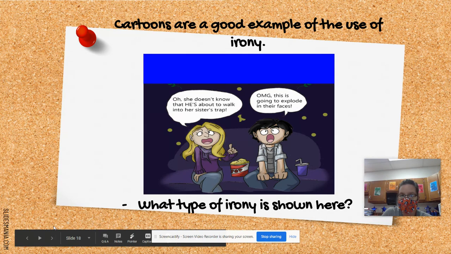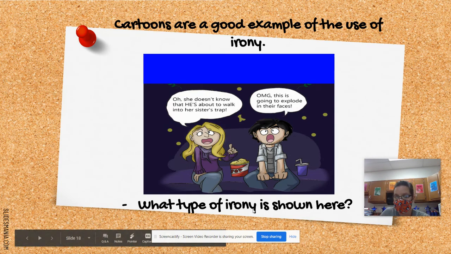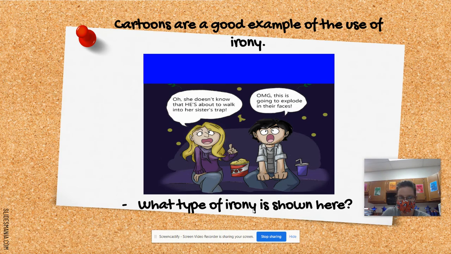Okay, and I believe this is the last cartoon. We have these two people sitting, it looks like on a couch or in a movie theater, with their popcorn and stuff. Those are kind of my clues. And the girl says, oh, she doesn't know that he's about to walk into her sister's trap. OMG, this is going to explode in their faces. What type of irony do you think is shown in this cartoon?